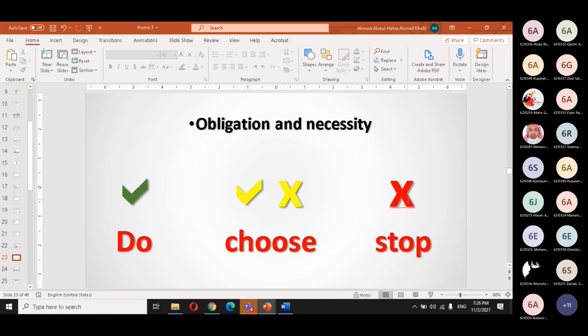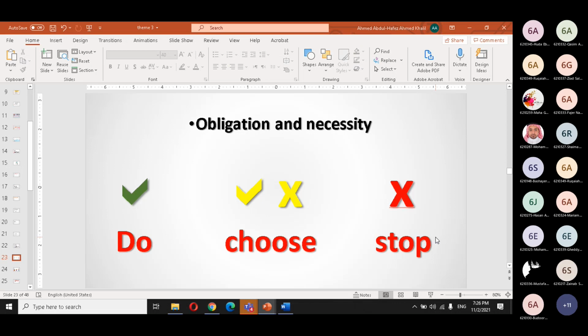Here also it is necessary, but necessary not to do. For example, when you go to one of the shopping malls and you find this sign, no smoking. So no smoking. What does it mean here? It means that it is necessary not to smoke. Necessary to do or to stop? It is necessary to stop smoking. Okay? So here it is necessary to stop, not to do something.